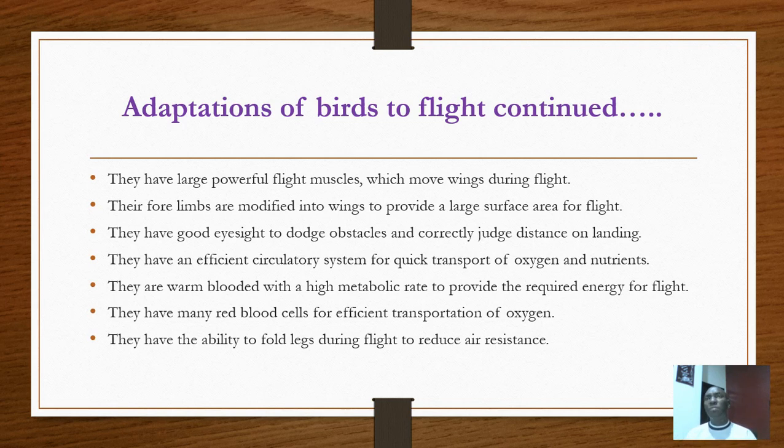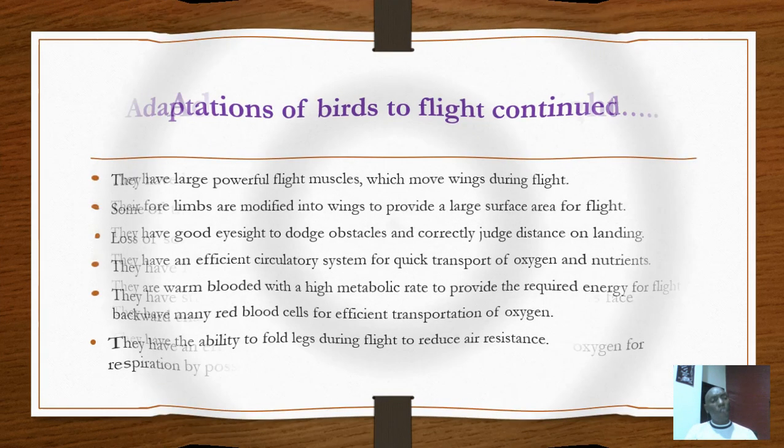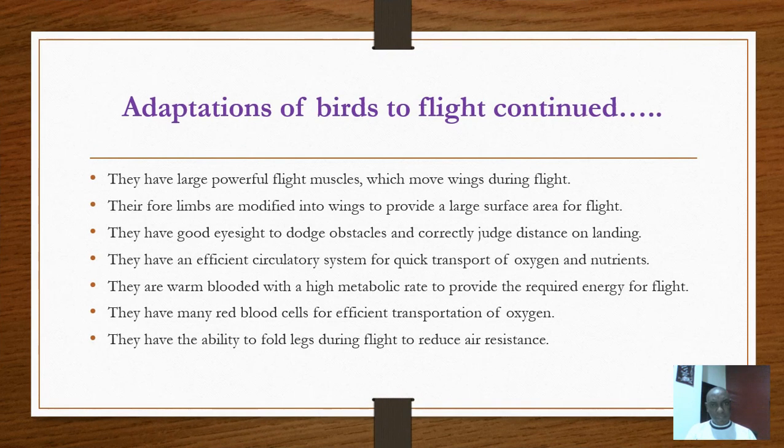Then they are warm-blooded. Being warm-blooded means they maintain a high metabolic rate, providing energy for flight. They have many red blood cells, thereby transporting much oxygen needed for aerobic respiration, to provide energy needed for flight. And they have the ability to fold their legs during flight. By folding their legs, it reduces air resistance. Actually, it gives them a streamlined shape, reducing air resistance during flight. So those are the adaptations of birds to flight.